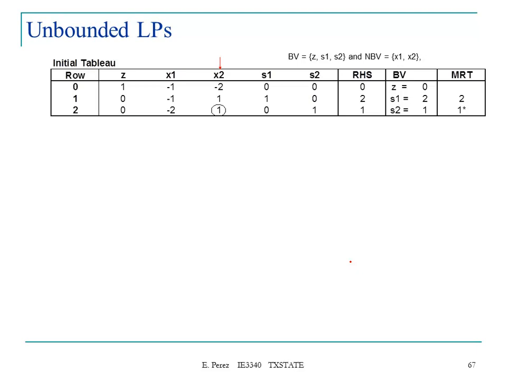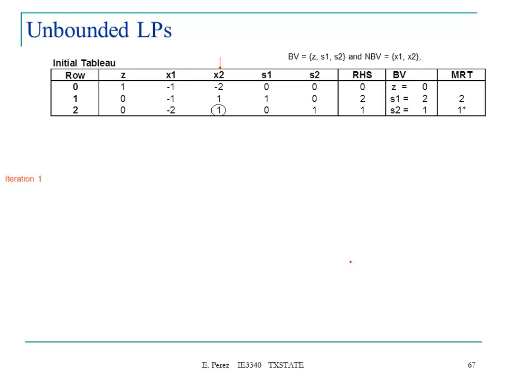Ratio test, correct? So you found the variable that you want to enter. You have to make the ratio test. So you're going to divide these numbers by the right-hand side. And you'll get that the ratio for the first one, 2 divided by 1, is 2. And 1 divided by 1 is 1. So this one is the minimum. So you're going to pivot this 1, and you're going to make these 2 zero.